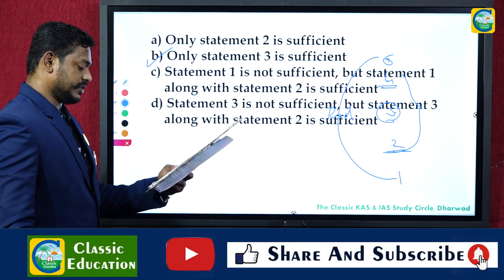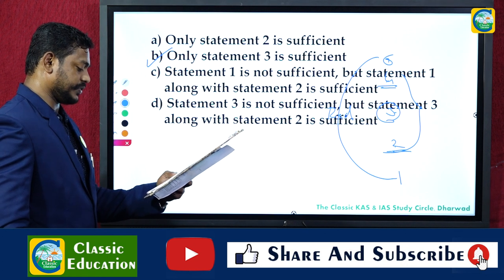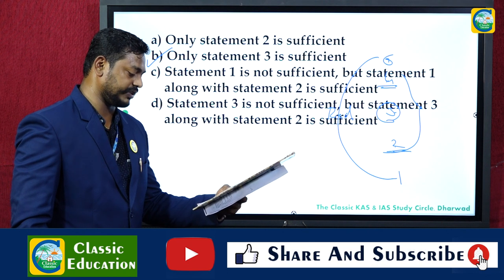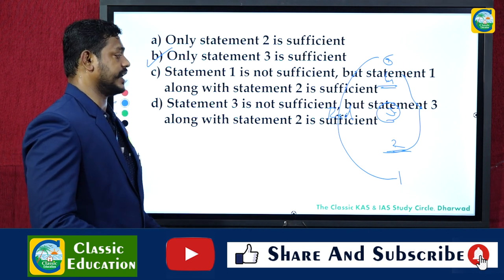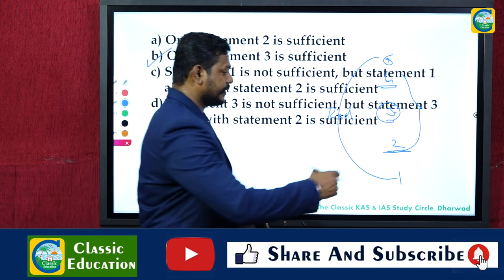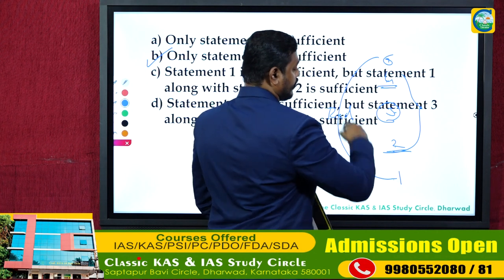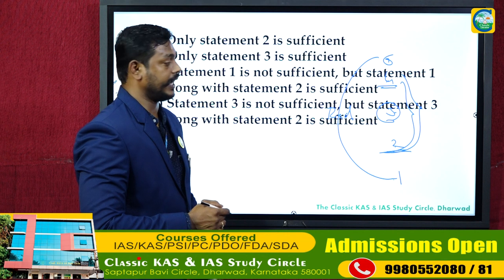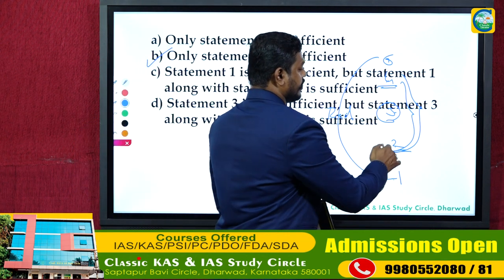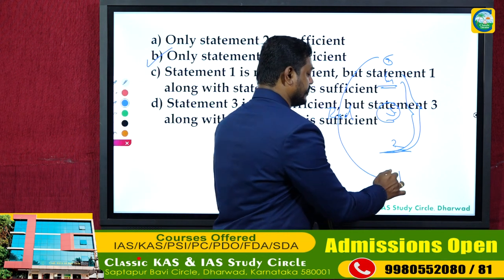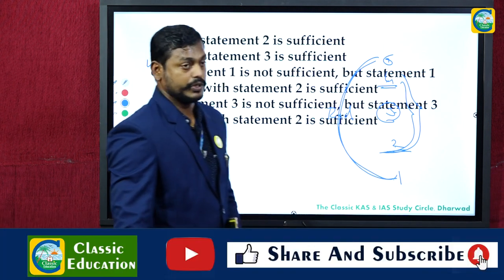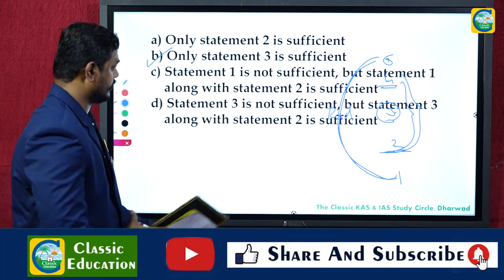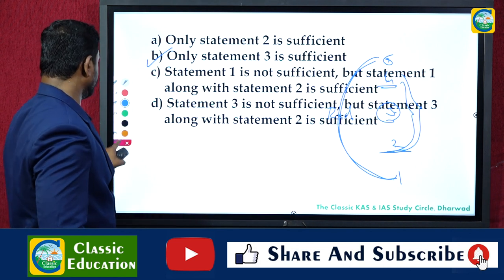Right. Statement 1 is not sufficient, but statement 1 along with statement 2 is sufficient. No. Then statement 3 is not sufficient, but statement 3 along with statement 2 is sufficient. We can't say why, because 4 colors are there, then 5 floors, 2 floors have the same color and the remaining 3 floors have different colors. In the different colors, we don't know which floor is in which color. They have only mentioned the red color for the 1st and 5th floors. So the answer is only statement 3 is sufficient to answer. Okay. Yes, friends, we'll move on to the next question now.